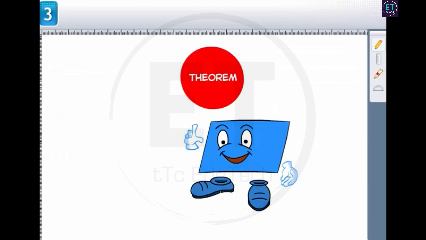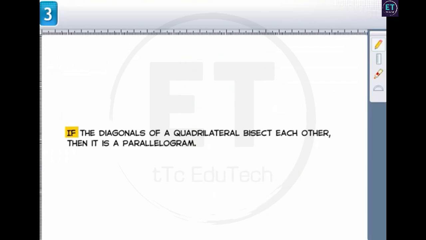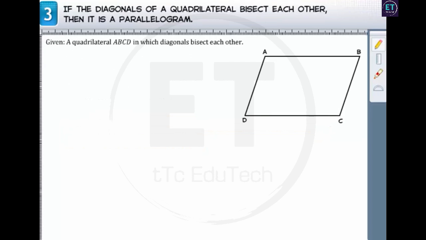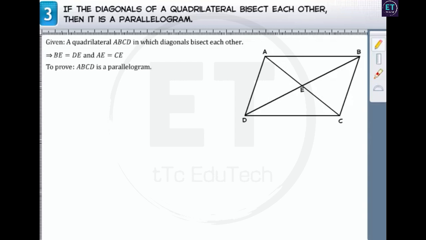The third theorem we are going to prove is, if the diagonals of a quadrilateral bisect each other, then it is a parallelogram. Let ABCD be the given quadrilateral in which diagonals AC and BD bisect each other. This implies BE is equal to DE and AE is equal to CE. We have to prove quadrilateral ABCD is a parallelogram. Let's begin with the proof.